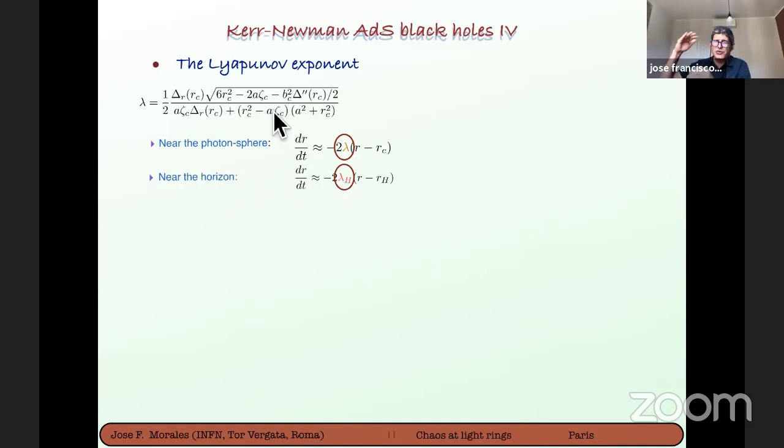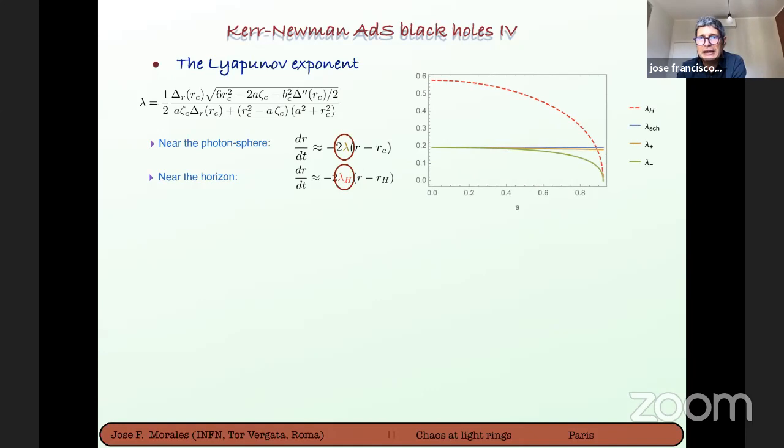I should say that you can do the same for the horizon. You can imagine that you are below the critical value, and then the geodesics fall into the horizon. And you can compute also the radial velocity at the horizon. And what you find is that this lambda_h does not depend on the impact parameter, but is always given by 2 pi times the temperature. This is known. This lambda_h is determined by the Rindler structure of the black hole near the horizon, while this lambda is more detailed and gives more details about the black hole.